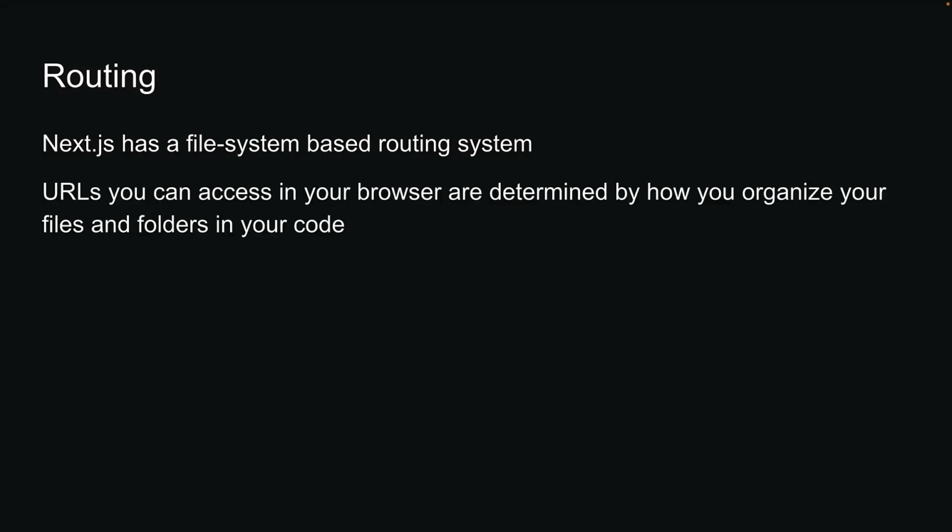Let's dive into one of Next.js's core features, routing. Next.js uses a file system-based routing system, meaning the URLs you can access in your browser are determined by how you organize your files and folders in your code. Let me show you how this works with some practical examples.